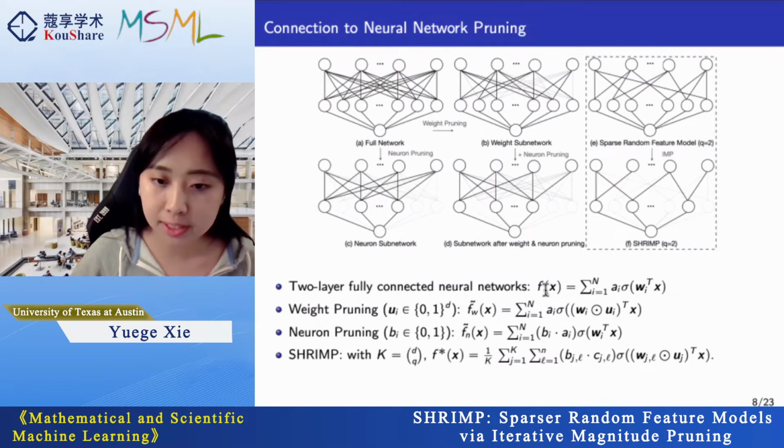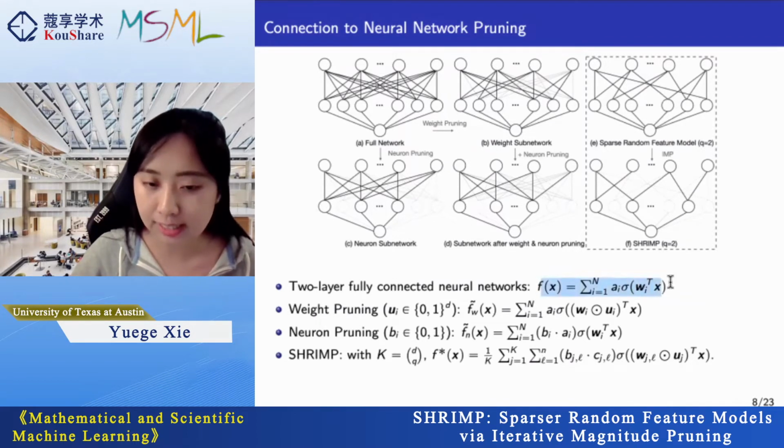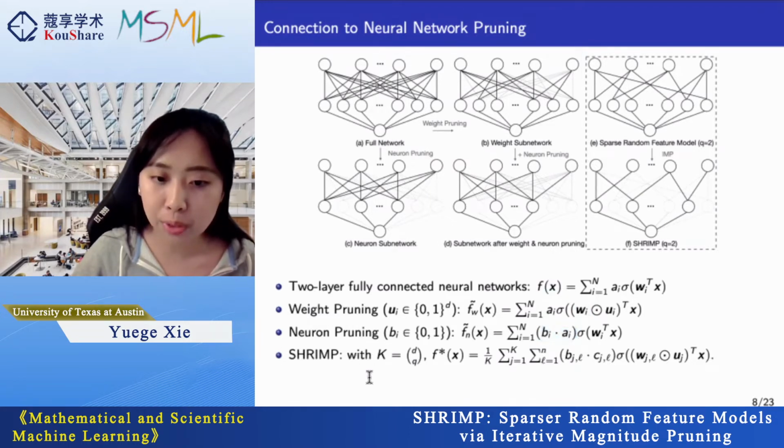So first we consider the two-layer fully connected neural network, where each WI has a full dimension, and we have AI. And for weight pruning, we add some sparsity to the weight WI. And for neuron pruning, we add sparsity on the coefficient vector. And for our shrimp model, as we mentioned, we can view it as a sum of low order component functions, and the sparsity is obtained both on the weight vector and also the coefficient vector.